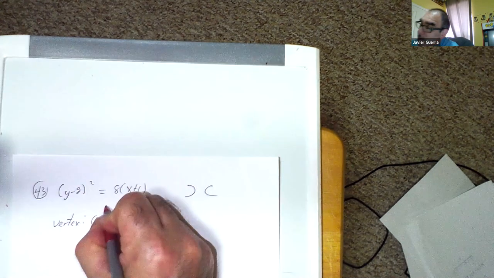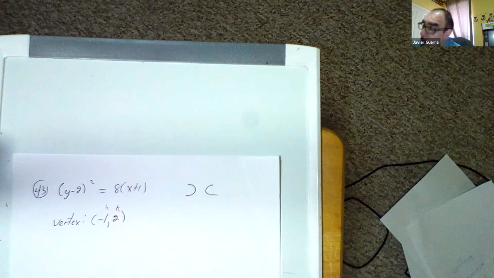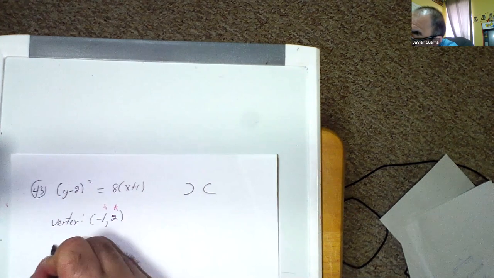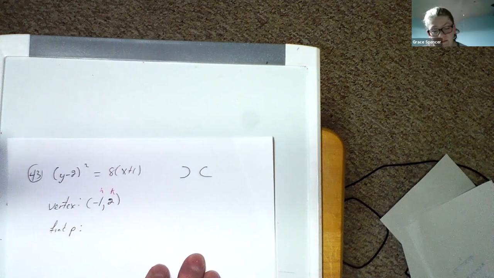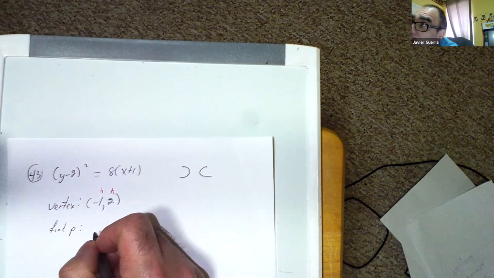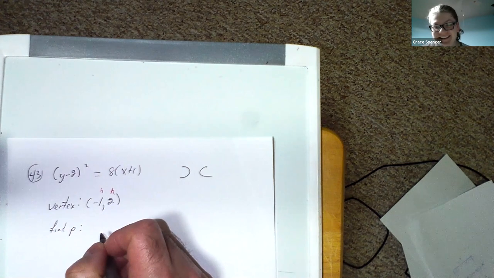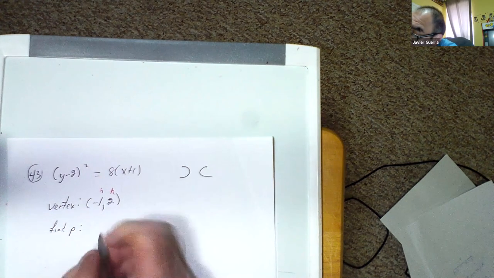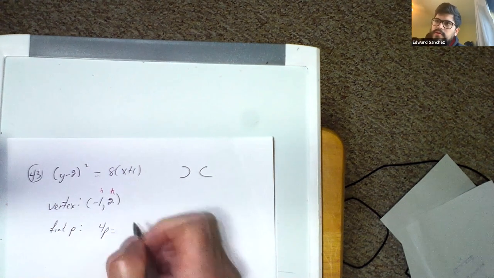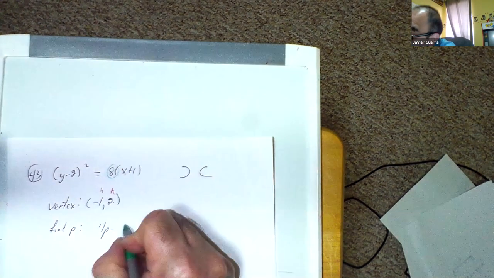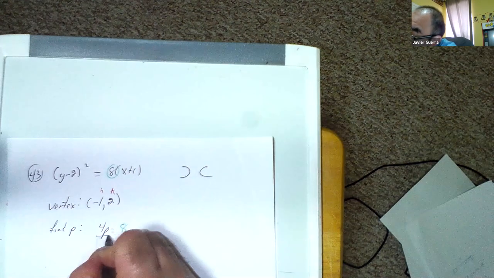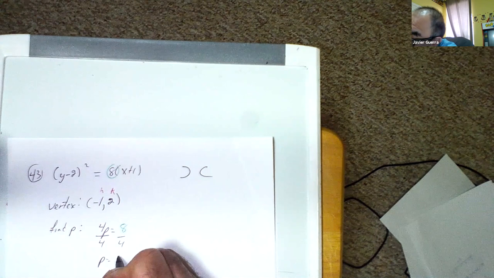H, K, I'm going to label it. Okay, so we got that. Let's find P. How do you find the value of P? What do you do to find the value of P? H plus P comma K. That's the focus. Yeah, we'll get to that one. What was it? 4P equals 8. Yes, 4P equals 8, and then you solve for P. And yes, I agree with you about the focus.